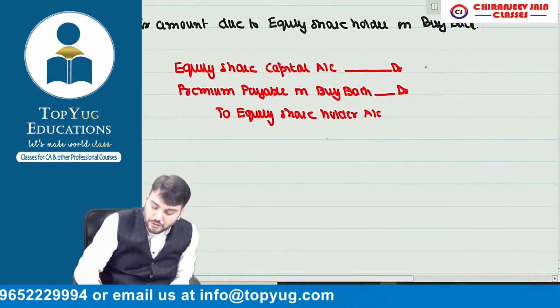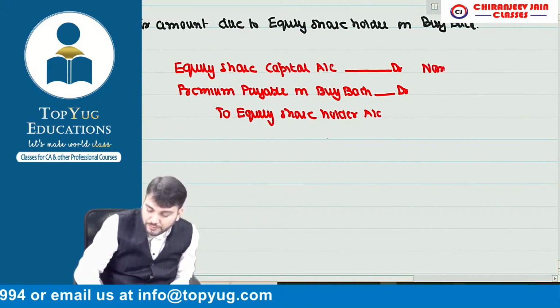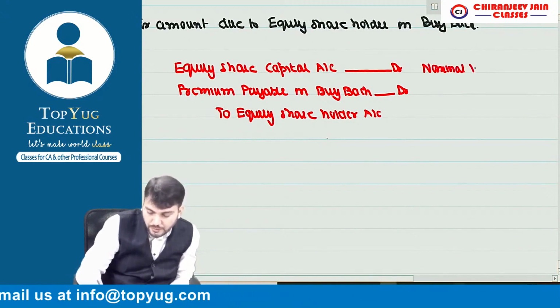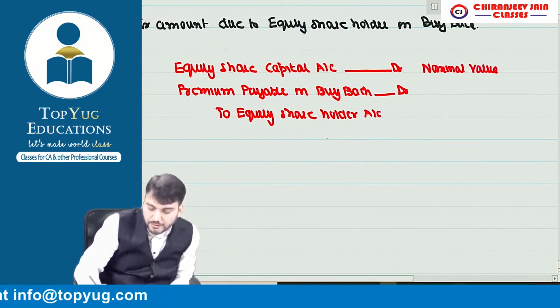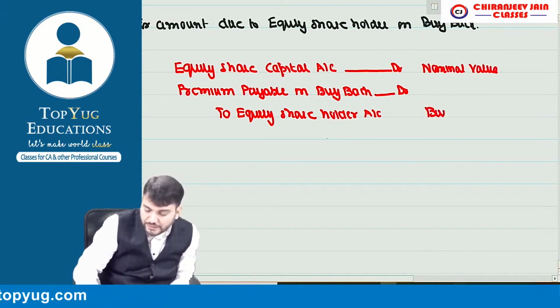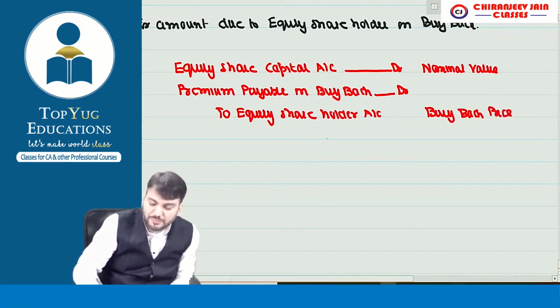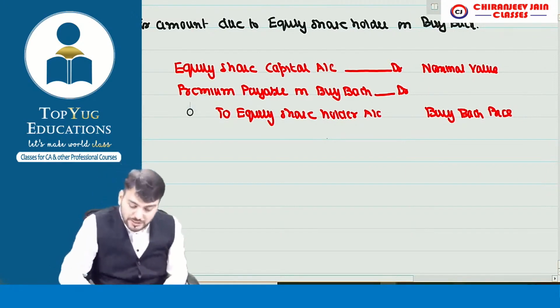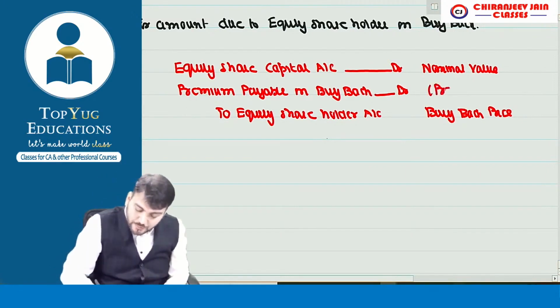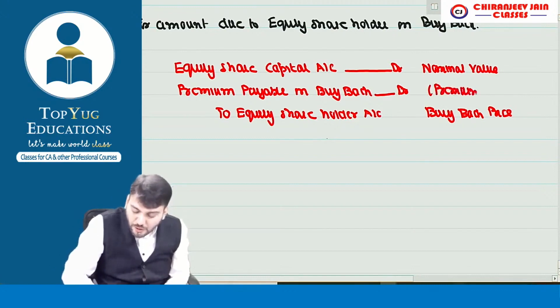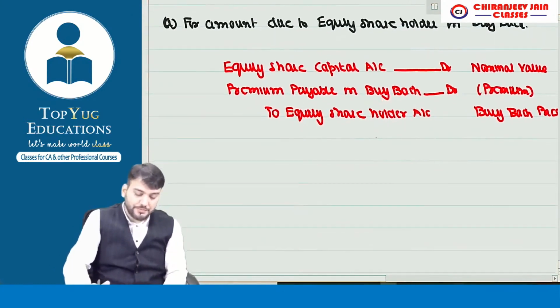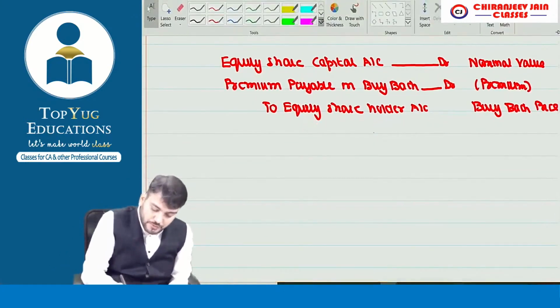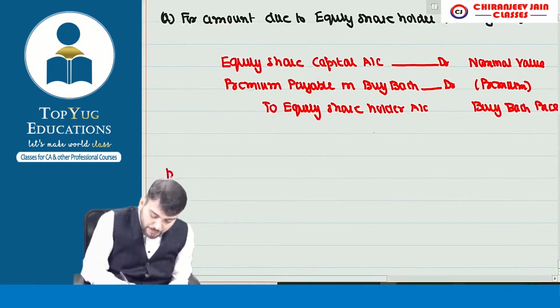So this is with nominal value, this is with buyback price, and of course this is with the premium which we are paying. So buyback price minus nominal value is the premium. With premium, that is a loss for the company, correct? Understood?